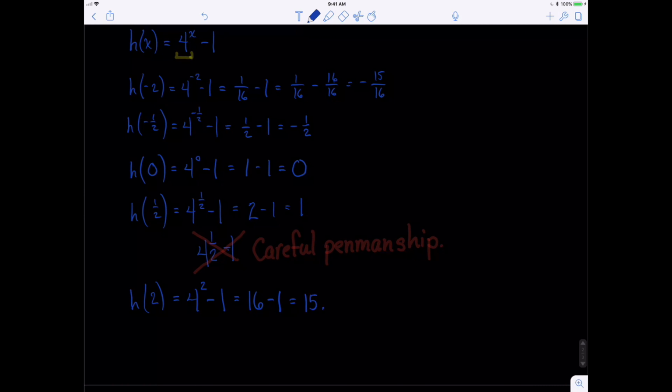And that is the exponential equation, and how you use it using negatives and negative exponents and fractional exponents and whole number exponents. Hope that helps.